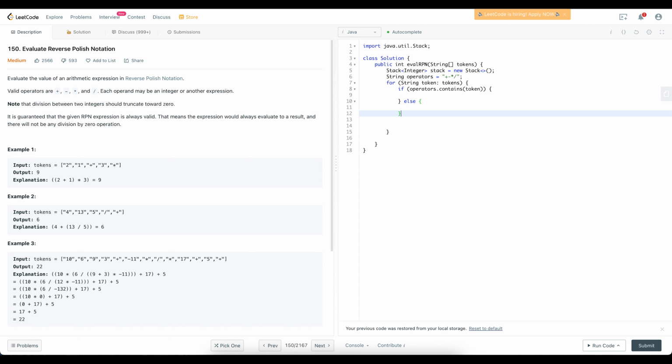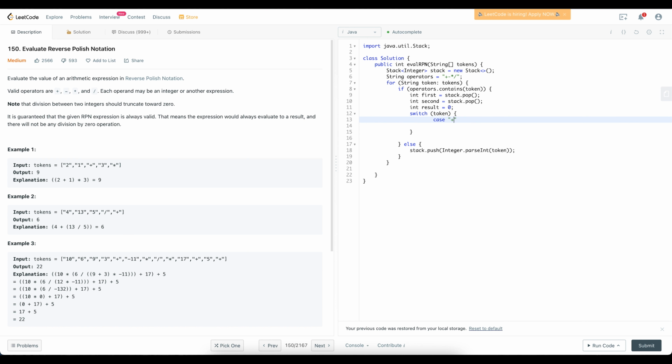And then the other case is, well, if it's not an operator, it has to be a number. And we already know what we're going to do with numbers, which is we're just going to push the token onto the stack. So since the token is a string, we need to parse it into an integer. In the operator case, we're going to pop off the last two values from the stack. Let's make a switch case here so that we can do different logic based off of whether it's a plus, minus, etc.